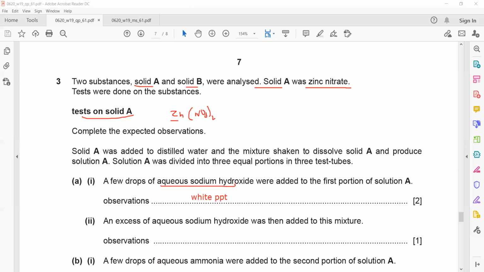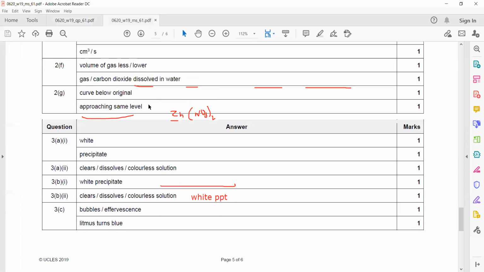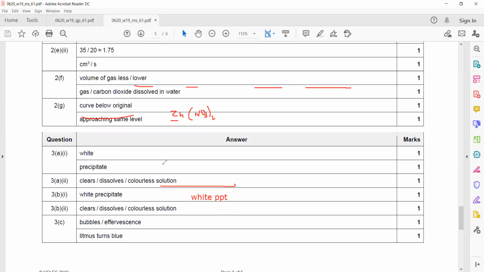An excess of sodium hydroxide was added. If we add more than enough sodium hydroxide, the white precipitate will dissolve. In excess of sodium hydroxide, you can see the precipitate dissolves and it will form a clear solution.